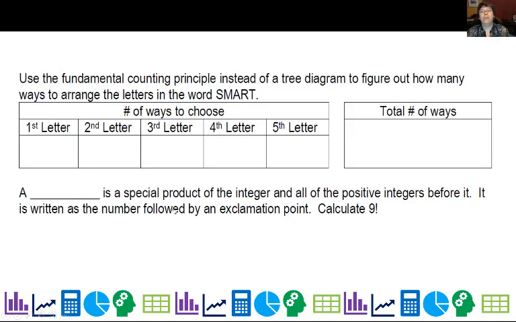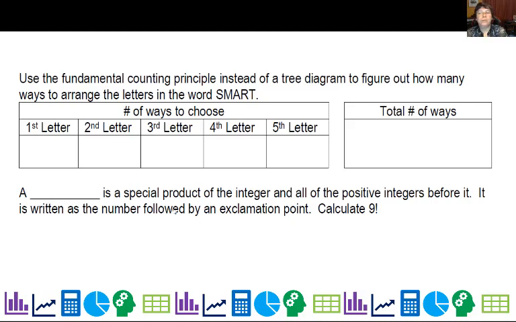So this is basically going back to the fundamental counting principle, which basically says you can figure out how many ways you can do the first thing times how many ways you can do the second times how many ways you can do the third. And that'll tell you how many total ways.